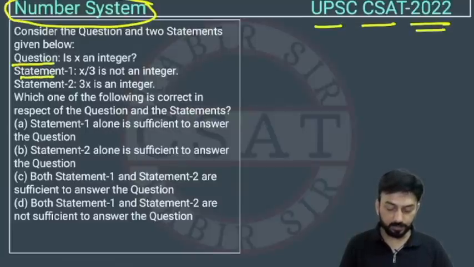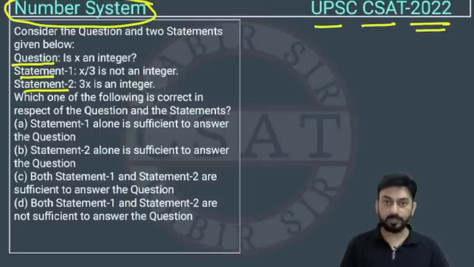तो पहले हमें स्टेटमेंट को पढ़ना है, उसके बाद हमें देखना है कि हम उस क्वेश्चन का आंसर दे पा रहे हैं उस स्टेटमेंट से या नहीं, ठीक है? So which one of the following is correct in respect of the question and the statement? Statement 1 is alone sufficient to answer the question, right? So data sufficiency का क्वेश्चन है नंबर सिस्टम से, right? तो इनको कैसे सॉल्व करना है?